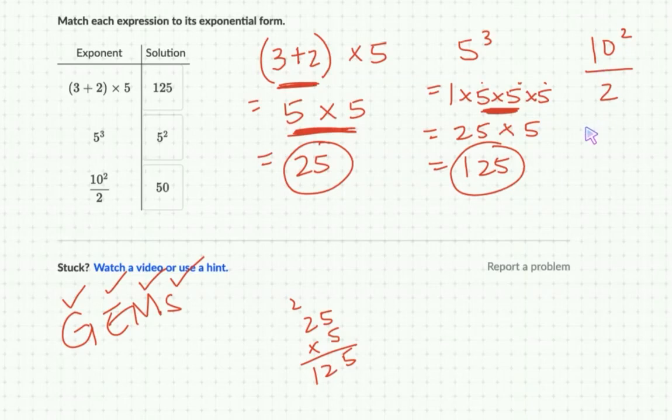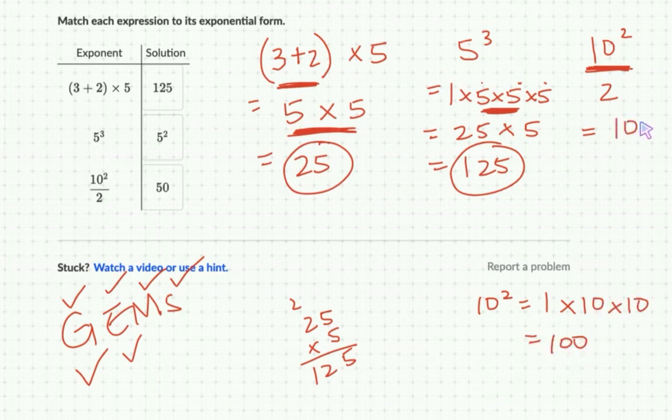And then for this one, I'm going to follow GEMS. No groupings. I do have an exponent, so let me figure out the exponent first. I got to figure out this part first. 10 squared. 10 squared is the same as 1 times 10 2 times. 10 times 10 is 100, so it should be 100 up on the top, and then I divide by 2 as part of my multiplication and division. 100 divided by 2 is 50, and that's it. There's no subtraction or addition.